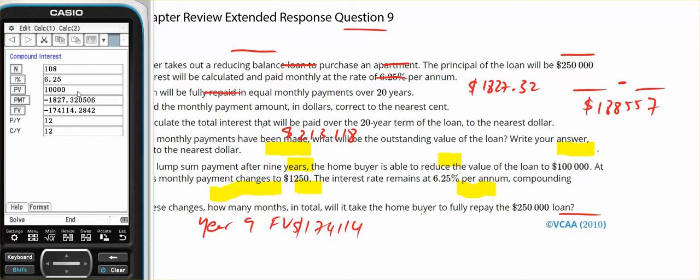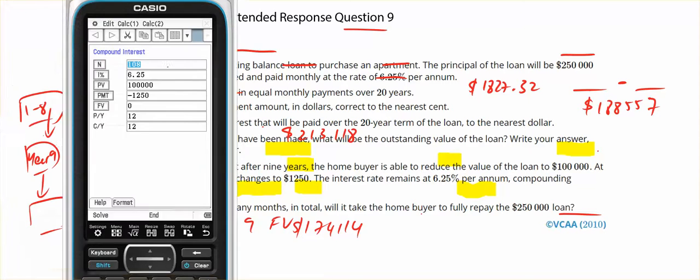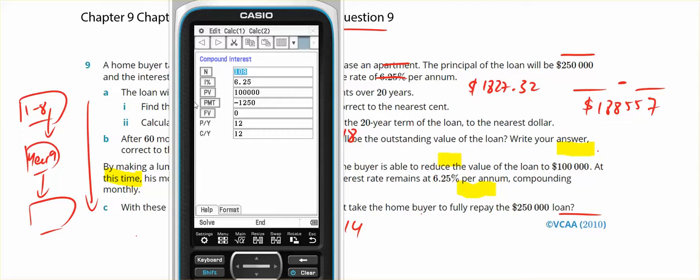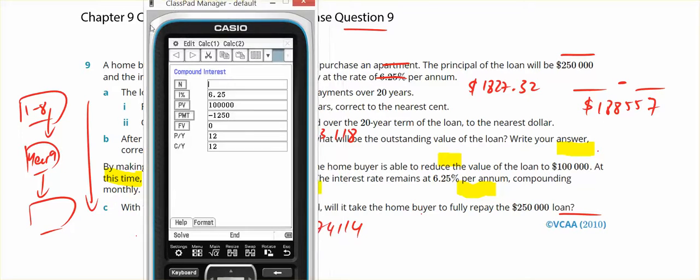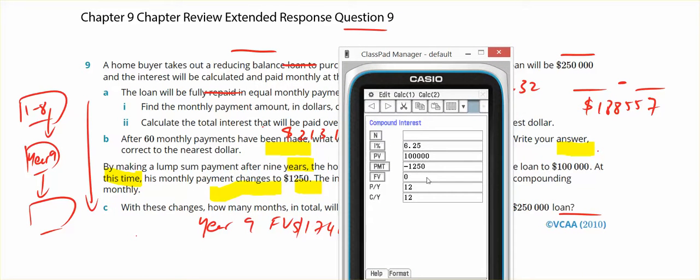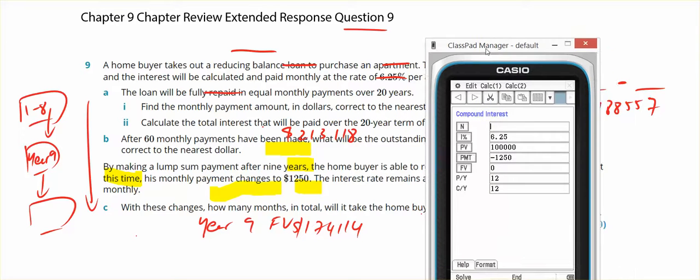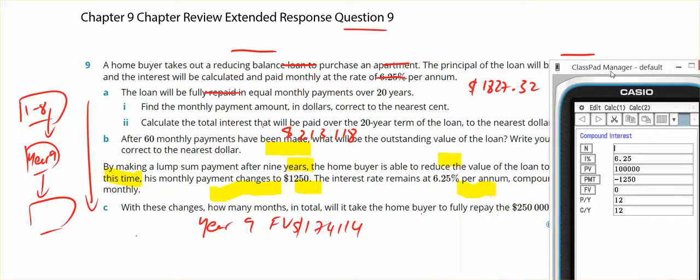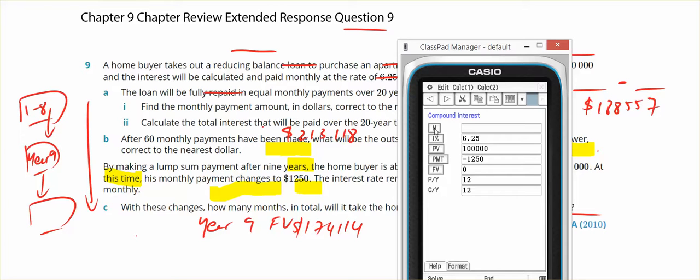So $100,000. My payment is now $1,250. My final value, we want the loan to go to 0. The interest rate is still 6.25, and I need to calculate the number of months it takes for the remainder of the loan. And it's not 9 years, well, we don't know how many years. We just know that after 9 years, the financial conditions change, and we want to find out how many months it would take in total for the buyer to pay off the home loan. So I'm going to calculate my N.